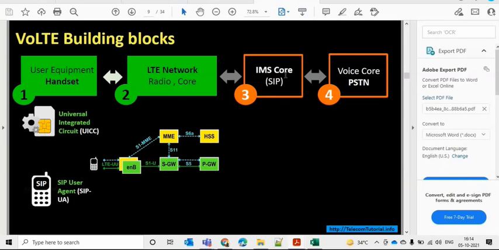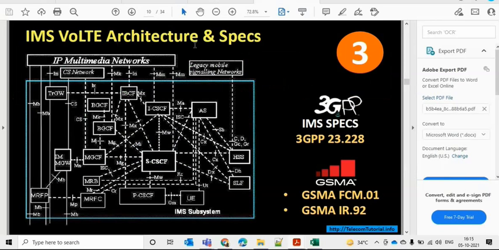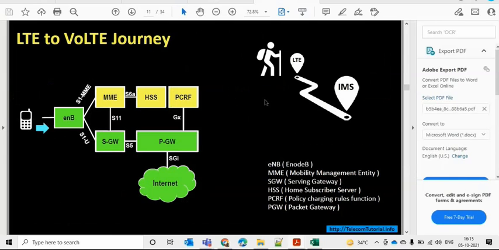So in IMS, Diameter does not work. Everything is on the SIP protocol, Session Initiation Protocol, in IMS. This is the IMS VoLTE architecture. This is the LTE to VoLTE journey. I will share this slide, the PPT.